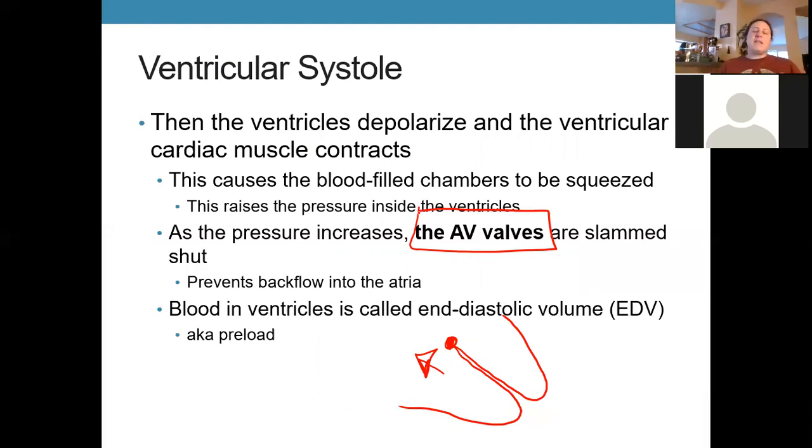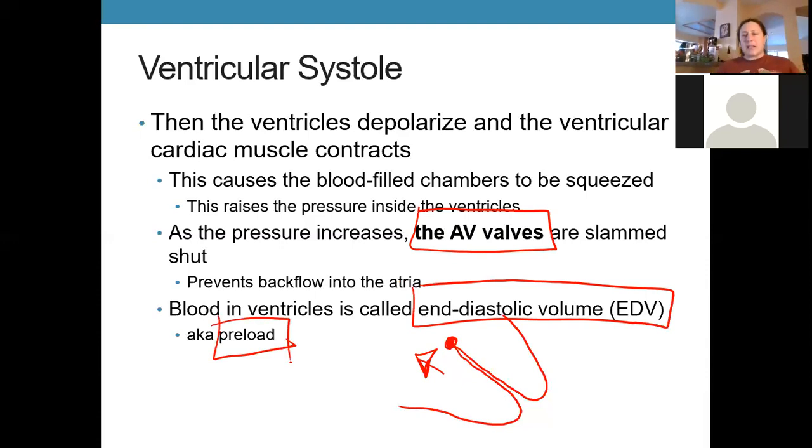The amount of blood in the ventricles when they start to contract is called the end diastolic volume, or preload, and this will be relevant later. So I'll bring it up again. You'll be like, oh yeah, you mentioned that before.